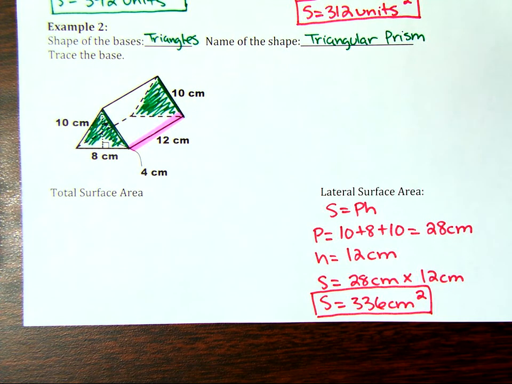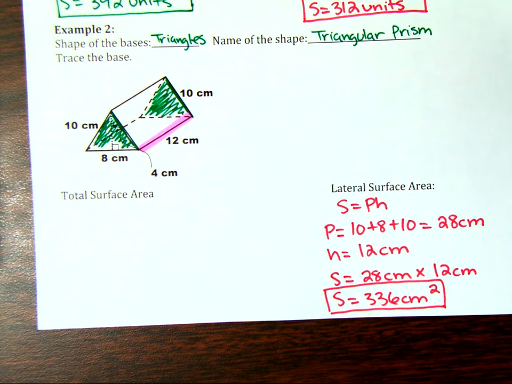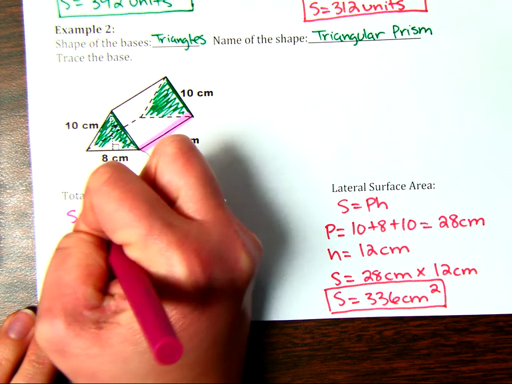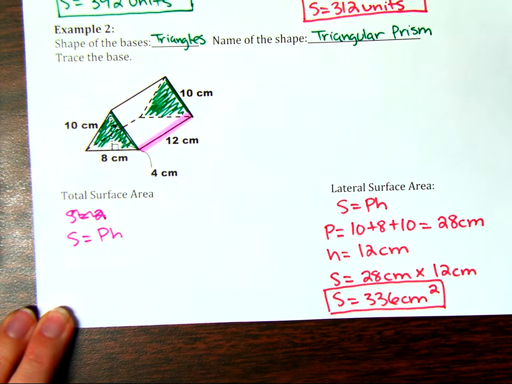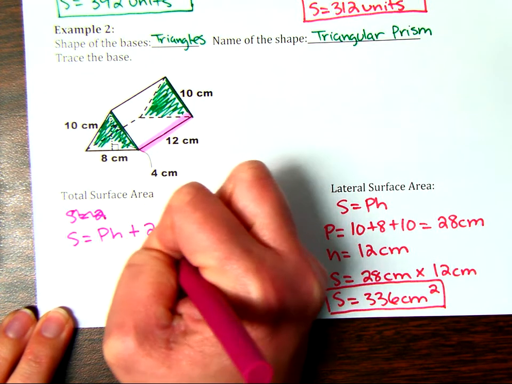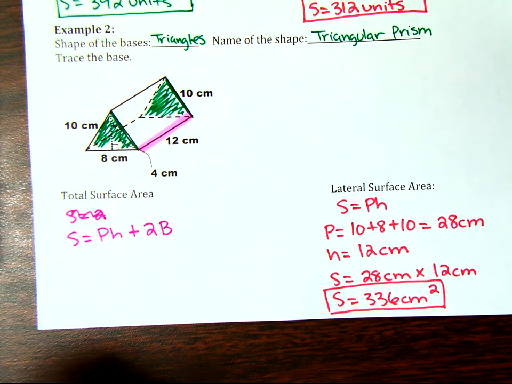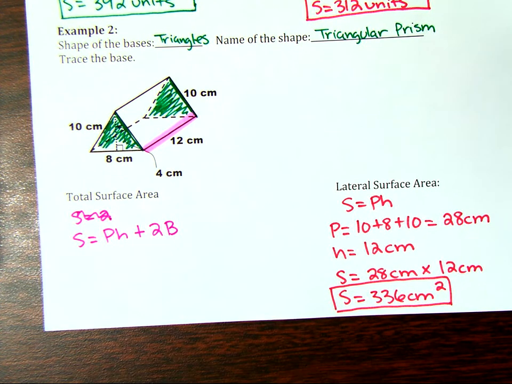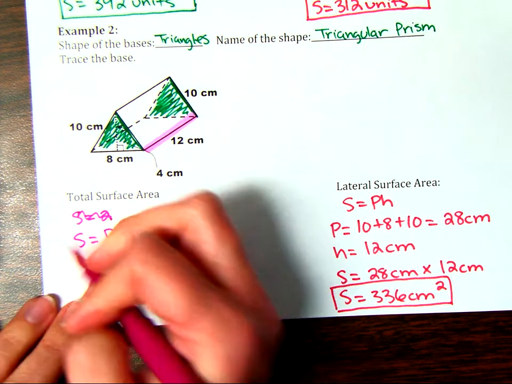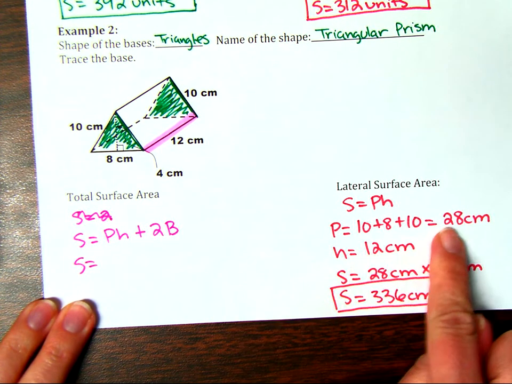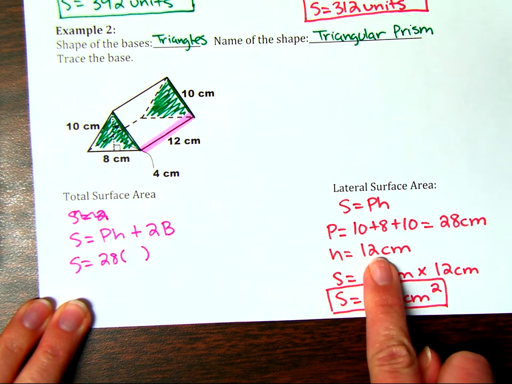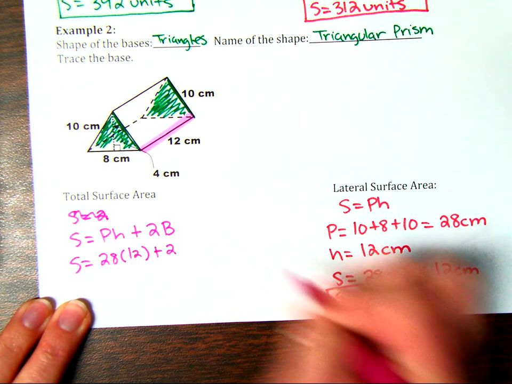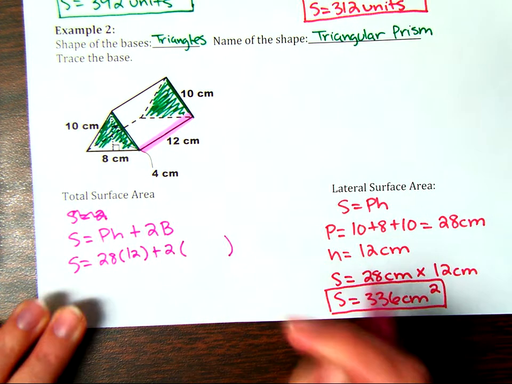Okay, so let's go ahead and look at total surface area. If I wanted to find the total surface area, I'm going to say S equals, I'm sorry, not the 2 yet, S equals pH, the lateral surface area, plus 2 times capital B. I could have put 2B plus pH, but I want to keep it consistent with what you're going to see on your formula chart. We've already figured out the perimeter of the base, 28, times the height of the prism, 12, plus 2 times the area of the base. So that's what we need to figure out now.